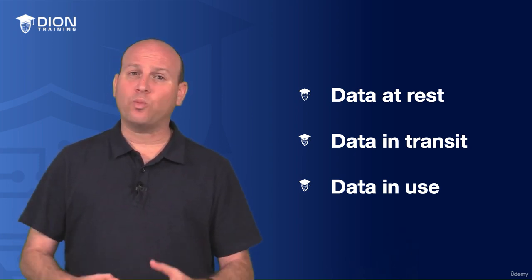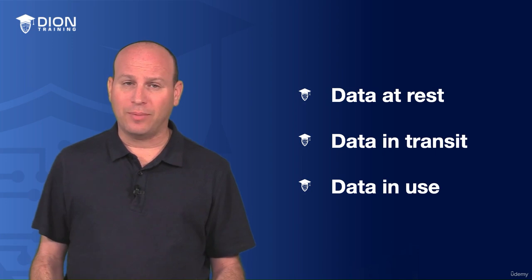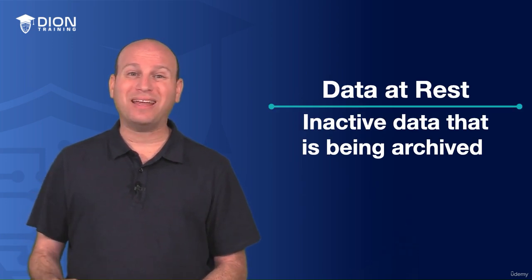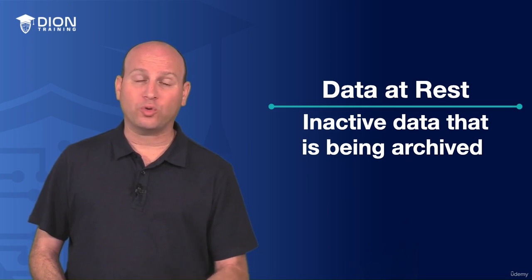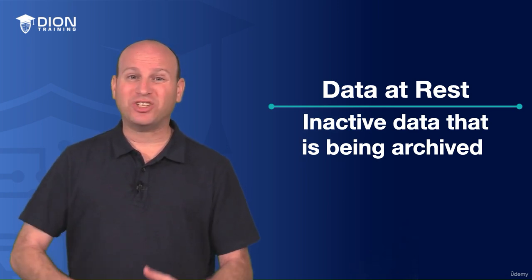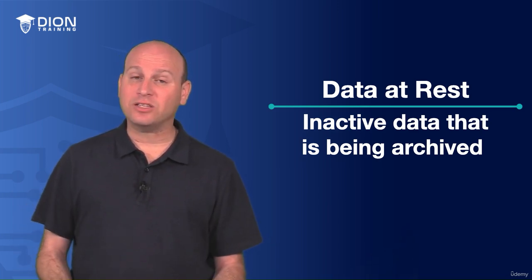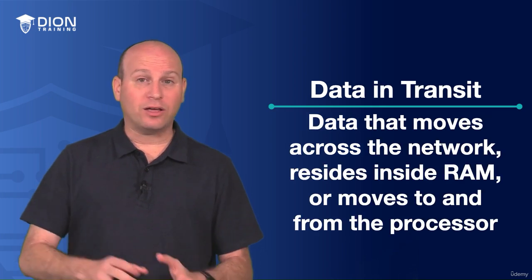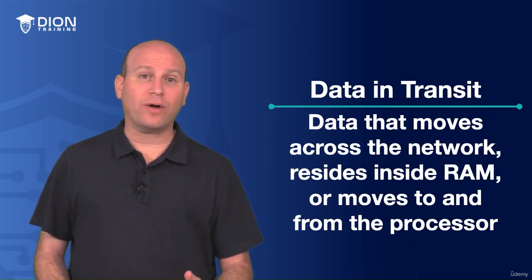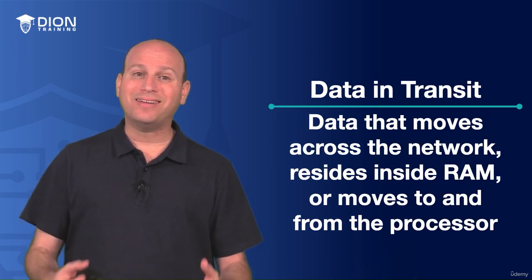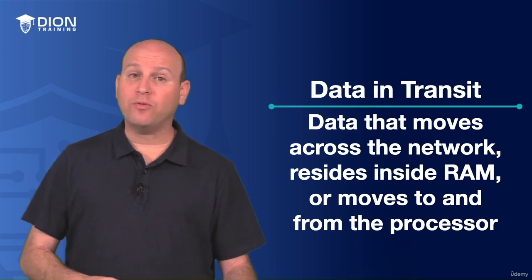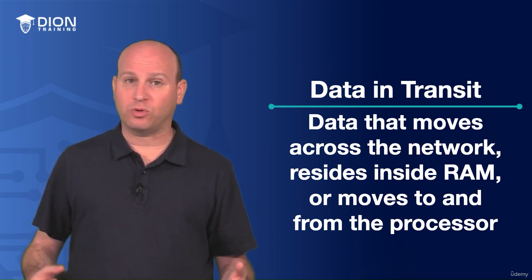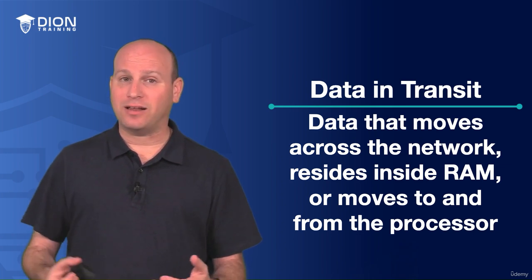Now, data exists in one of these three states at any given time. Data at rest is used to encrypt inactive data that's being archived, such as data that's resident on a hard drive or storage device. So, when data is just sitting there as a file, that data is known as data at rest. Now, data in transit involves data that is moving around and going across the network, or data that's residing inside of the computer's memory, which is random access memory, and moving to or from the processor from the storage devices. That means it is data in transit.